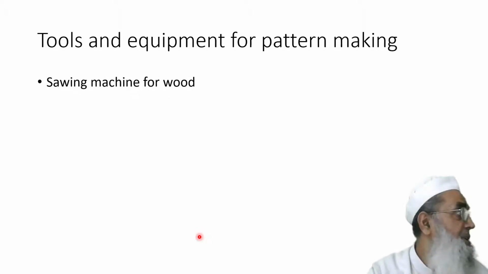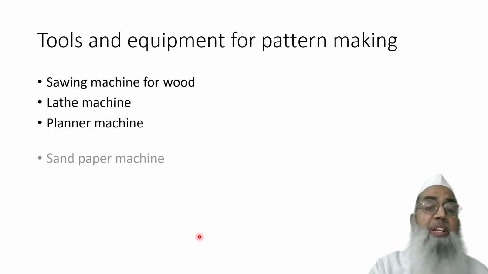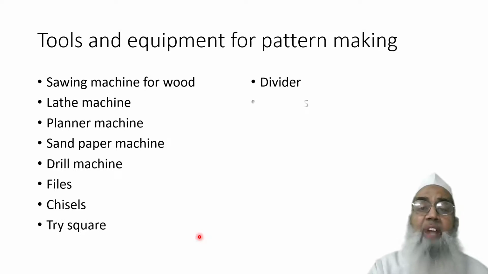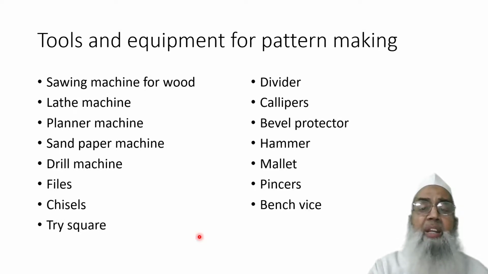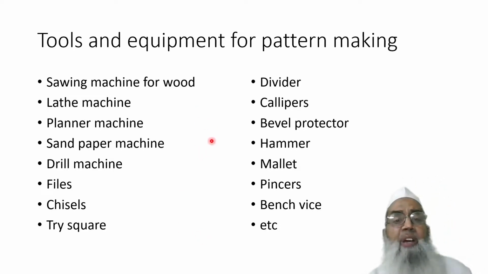Now, the tools of the pattern. We generally use a saw machine for wood, lathe machine, planer machine, sandpaper machine, drill machine, files, chisels, tri-squares, dividers, calipers, bevel protractors, hammers, mallet, pieces. These are some, and there can be more depending upon the requirement. This is a partial list.